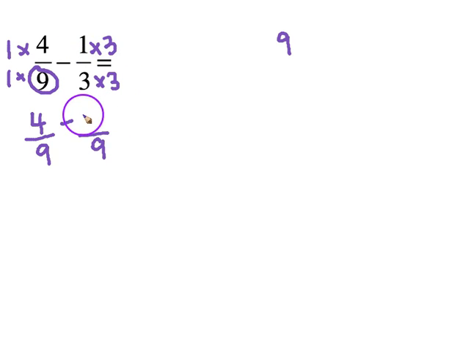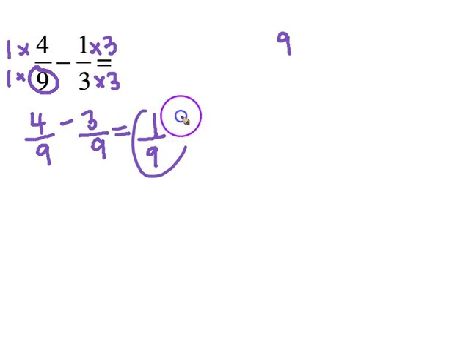1 times 3 is 3. So now we're left with 4 minus 3 is 1. And the denominator stays the same. It's going to be a 9. So my answer is 1/9. So please, I cannot stress enough with you, please make sure you're using a lowest common denominator. And then ask yourself, do I need to change it? If so, what am I changing it by? What am I multiplying it by? Etc.